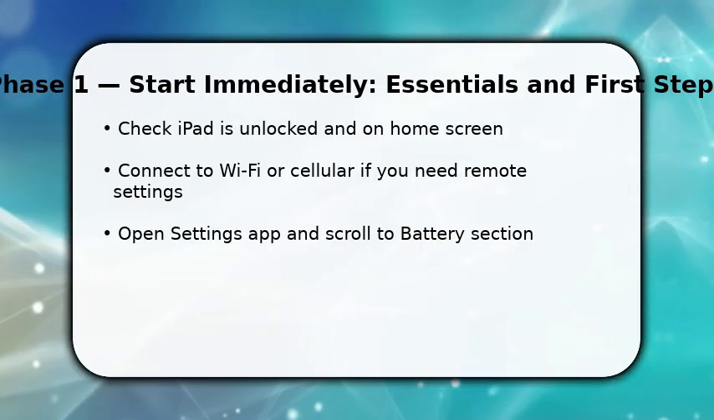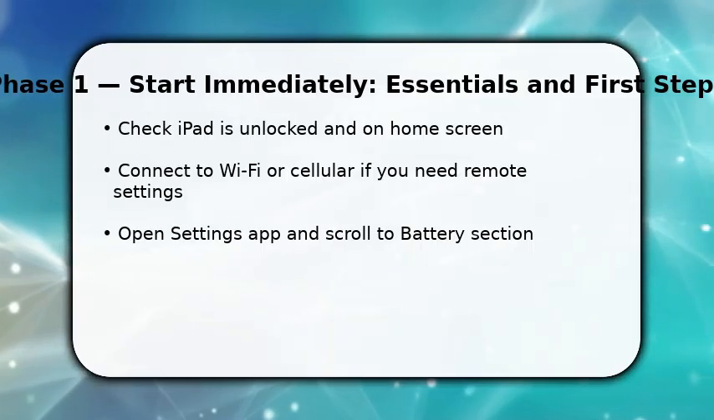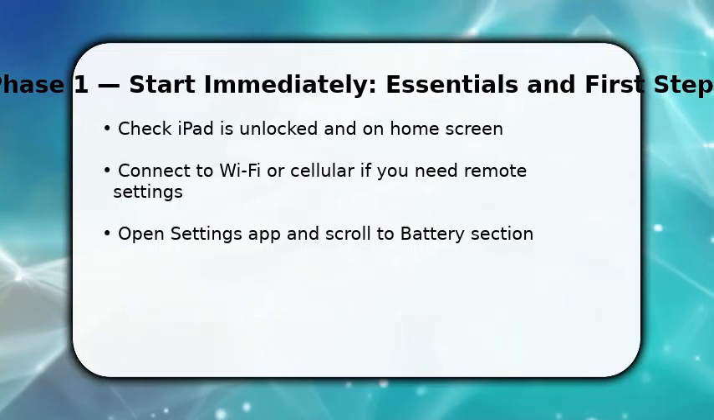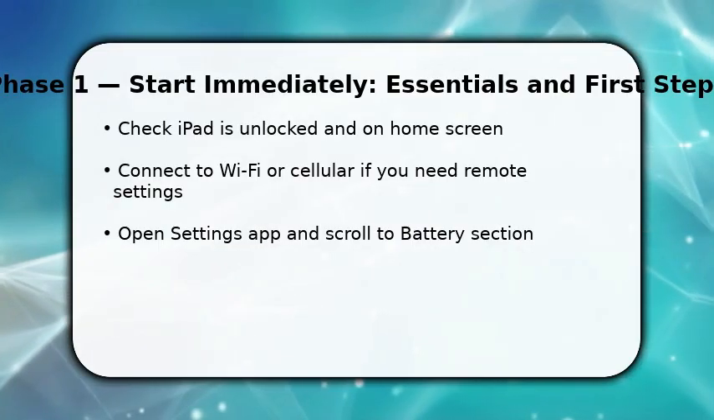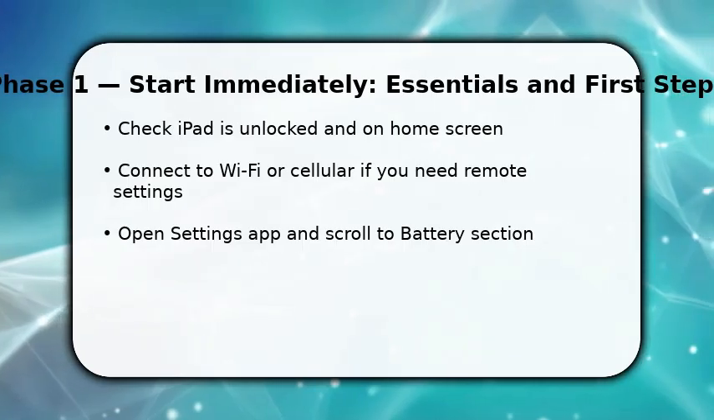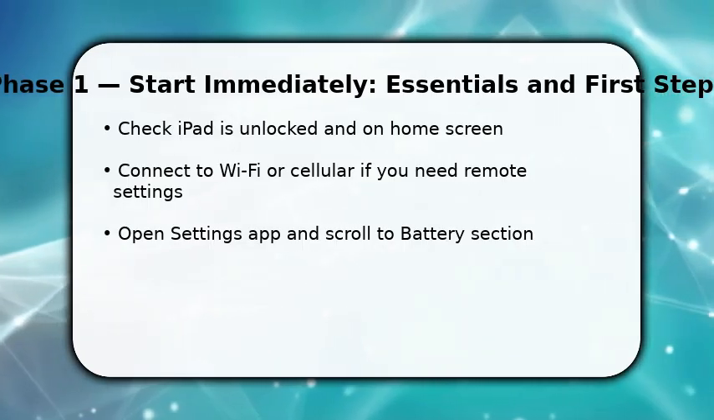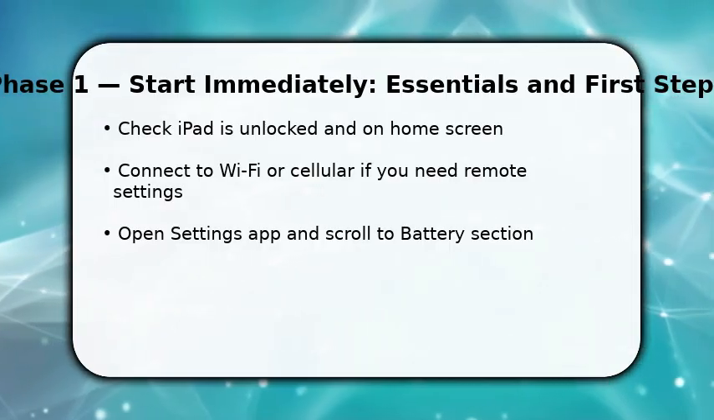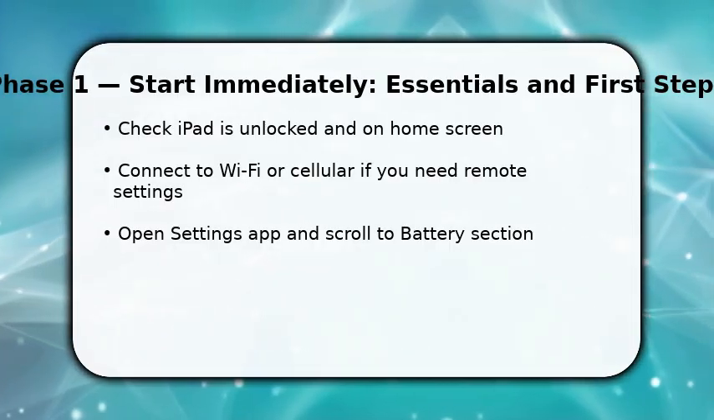Now open the Settings app and immediately scroll to Battery. This is the first actionable step because the Battery menu contains both usage and health data. Make sure to tap Battery to reveal battery health and usage charts. Doing this early prevents background activity from skewing short-term measurements, so you get accurate initial readings.